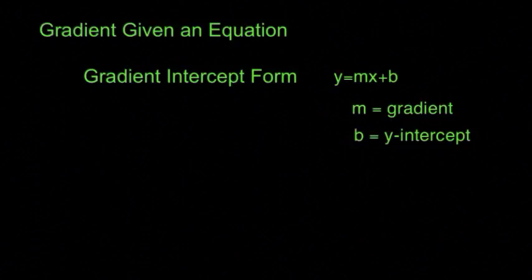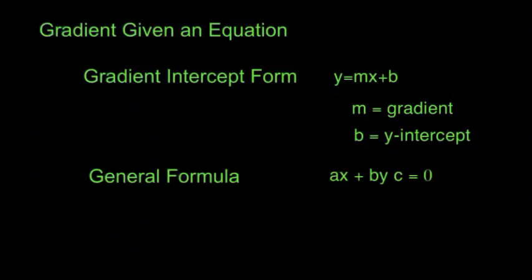Y equals mx plus b, where the m stands for the gradient of the line and the b is the y-intercept of the line. The next most common form of the equation of a straight line is called the general form of a straight line, and it takes on the form ax plus by plus c equals 0. Now from these two equations we can find out the gradient. You can see very clearly that in the first example of the gradient intercept form, the gradient is given within the equation of a straight line.